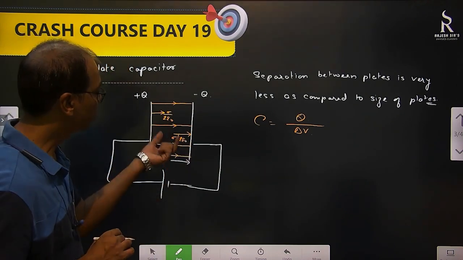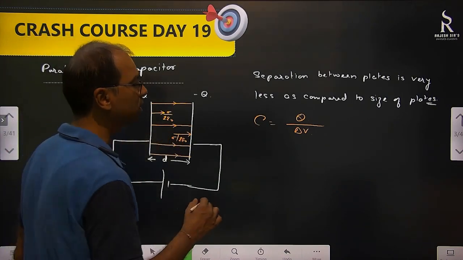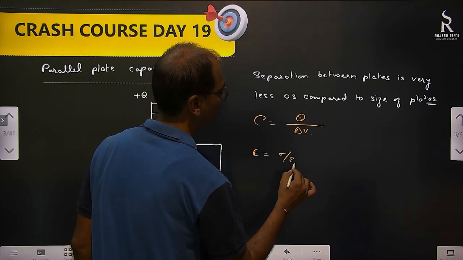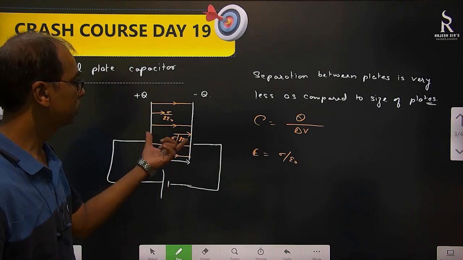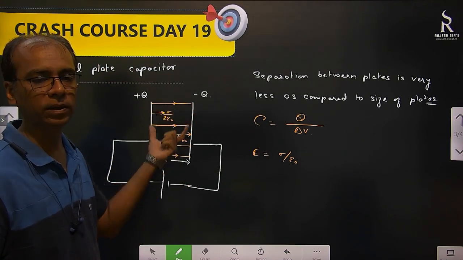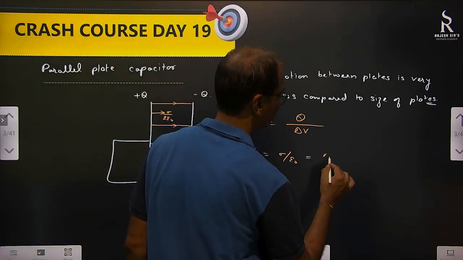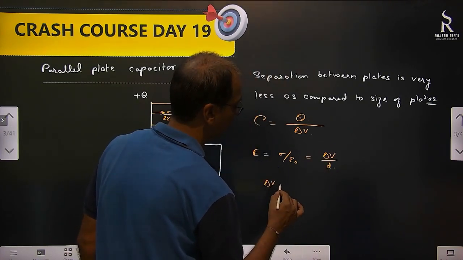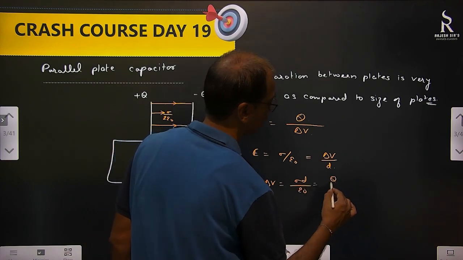So here the total field is sigma by 2 epsilon naught plus sigma by 2 epsilon naught, so the electric field comes to sigma by epsilon naught. And the electric field is dV by dr, that means potential difference by separation. So we can say the potential difference here is delta V and the separation is d, so I can write this as delta V by d. So delta V is sigma d by epsilon naught, and sigma is Q by A.